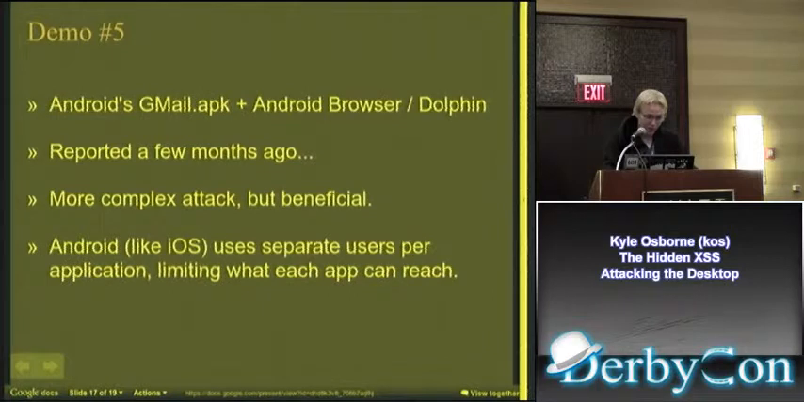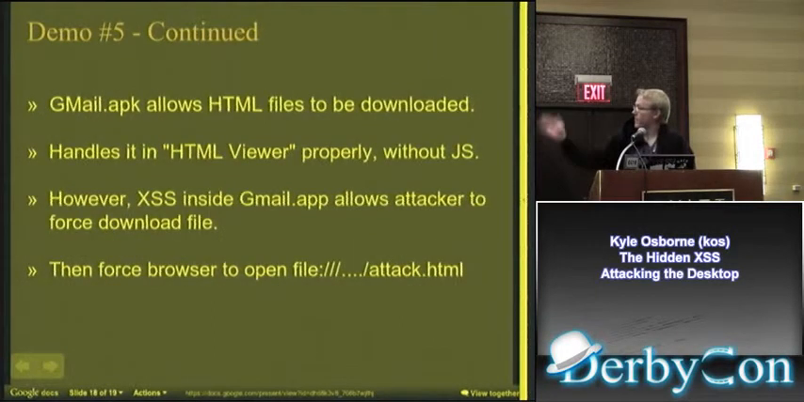So, where am I at? I'm going to go ahead and try the video. I'm sorry, I have another slide. Cool. Like I said, it can be a two-part attack. There is cross-site scripting in the Gmail app, but it also gives you the ability to download HTML files. When you download HTML files, you can open those up in your browser, and you're at file://, which, according to the JavaScript HTML spec, allows you access to pretty much everything under file://.